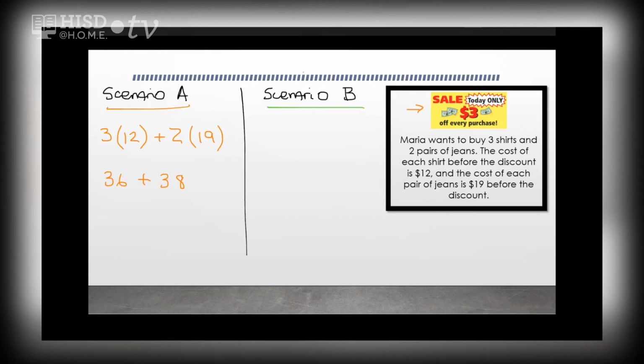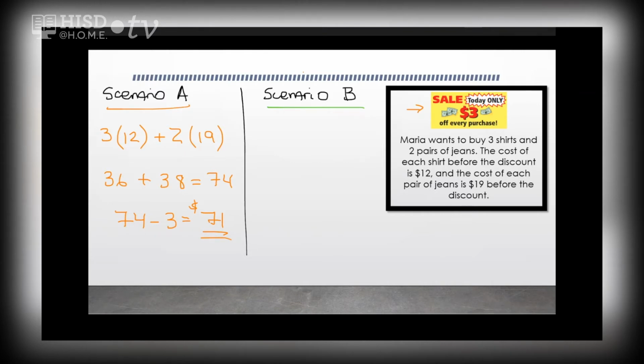And what I'm gonna do now is I'm gonna add them. So 36 plus 38 is gonna be 74. And once I have that 74, then I can say, well, since the offer is giving me $3 off, I'm going to just deduct or subtract $3, and that should give me $71 for the first scenario.